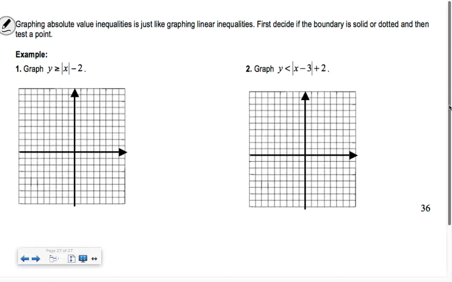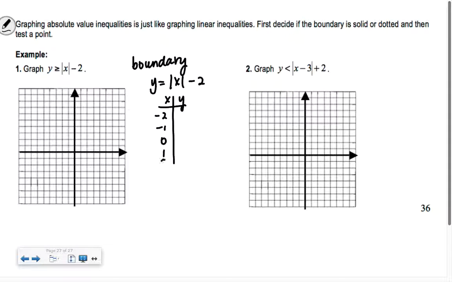All right, so I have y is greater than or equal to the absolute value of x minus 2. So my boundary is y equals the absolute value of x minus 2. If you need to do a t-table on that, you can. When you have absolute values, it's good to pick positives and negatives. So let's do -2, -1, 0, 1, and 2.